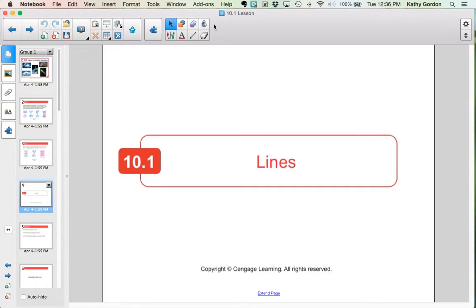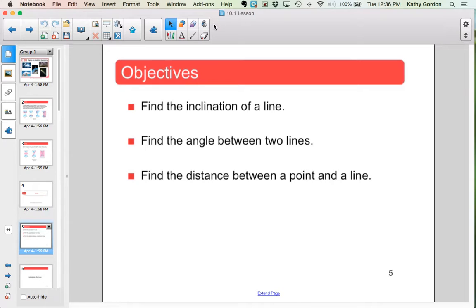This is finding the inclination of a line, finding the angle between two lines, or finding the distance from a point to a line. So in a way, you could almost think of this as a more geometric approach to lines than the more algebraic and graphical approach that we've done for many years in the past. Now, we're going to find that there are some connections to things that we already know how to do, but our point of view is just a little bit different.